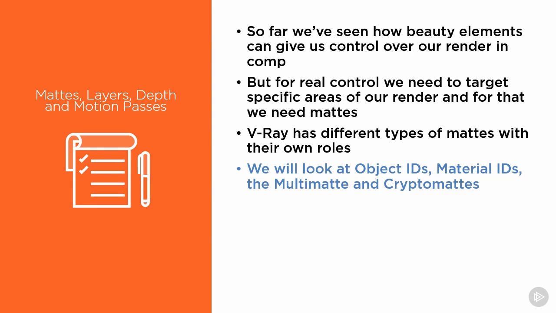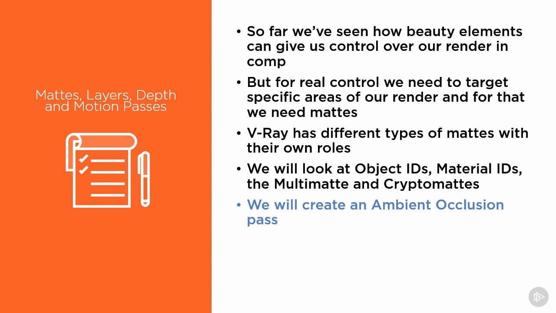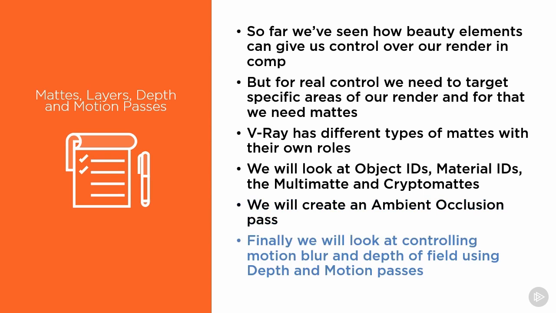It uses an open source plugin within the compositing app and actually allows the compositor to select objects the same as you do in Maya, but within the render. And we're also going to create an ambient occlusion pass. The Chaos Group podcast describes ambient occlusion as passe. It is nevertheless kind of handy to know how to do it, and it's another example of why you might use a layer versus a pass. And finally we're going to look at controlling motion blur and depth of field using the depth and motion passes.